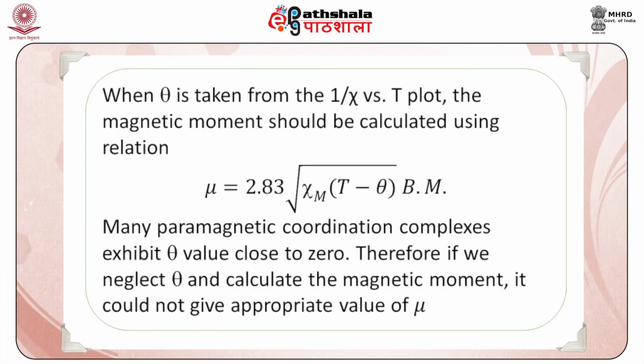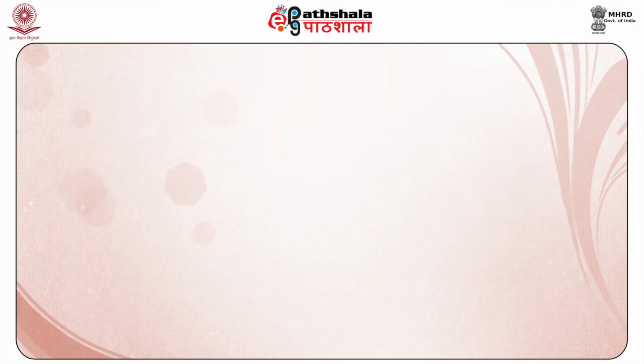When theta is taken from the 1/chi versus T plot, the magnetic moment should be calculated using the relation mu equals 2.83 times the square root of chi_M (T minus theta) Bohr magnetons. Many paramagnetic coordination complexes exhibit a theta value close to 0. Therefore, we neglect theta and calculate the magnetic moment. Otherwise, it could not give an appropriate value of mu.